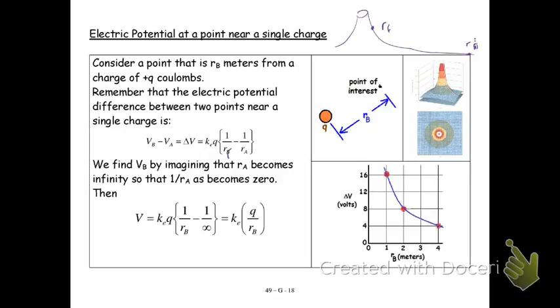So then it's going to be KEQ times 1 over R final minus 1 over R initial, which is KEQ times 1 over R final minus 1 over infinity, because my first point is infinitely far away, and 1 over infinity is 0. So I get KEQ over R final. And that gives me a positive value for a positive charge. And I guess I said before it was a negative potential.